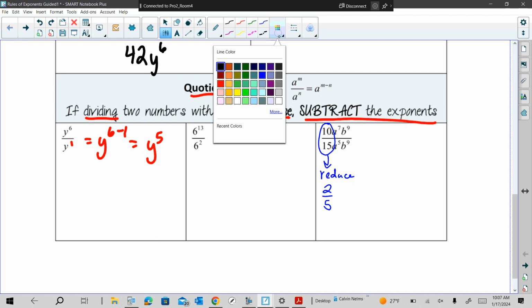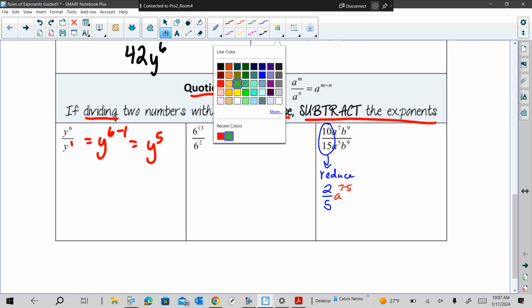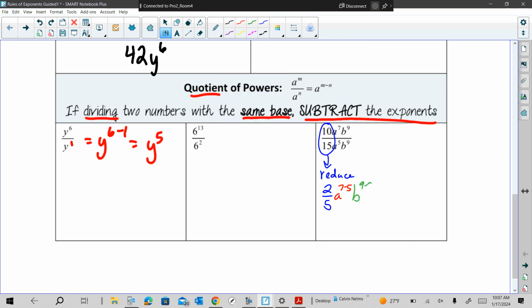Then I'm going to go to the exponents, right? We have a to the 7th over a to the 5th. That's like saying 7 minus 5. You subtract those. And I go to the next variable, which is b, 9 minus 9. So when I simplify everything, we have 2/5 a to the 2nd power, b to the 0 power. We have to remember what happens there. Whenever you have b to the 0 power, do you know what that becomes? Just a 1. Okay? Oh, sorry, 2/3.